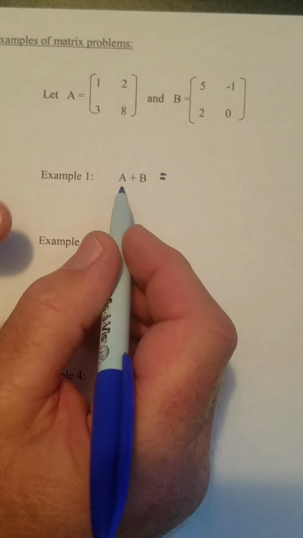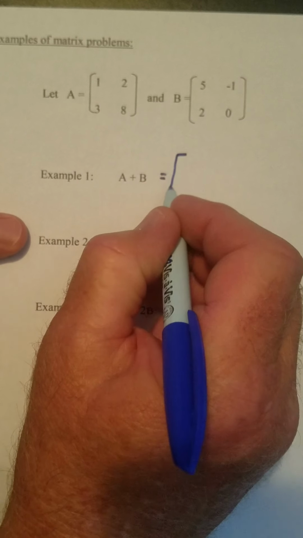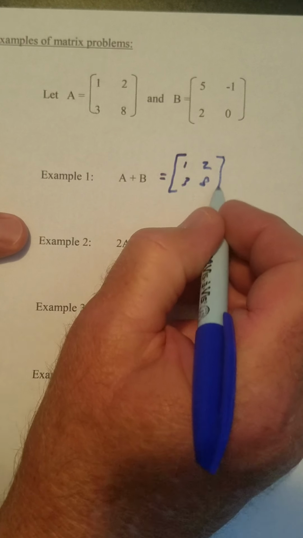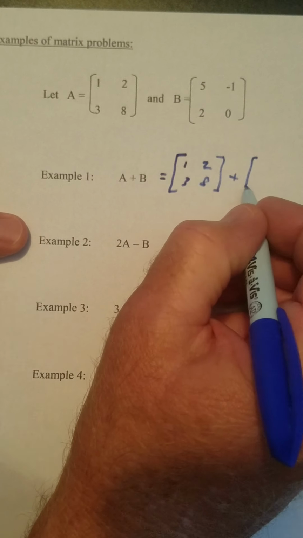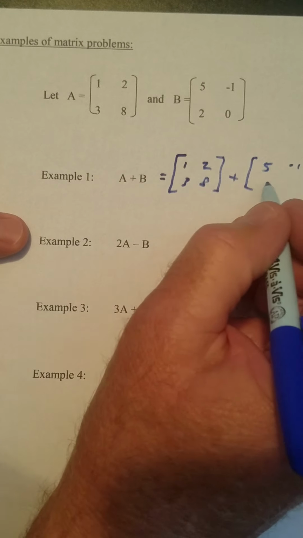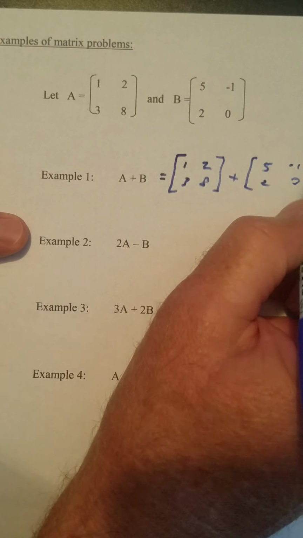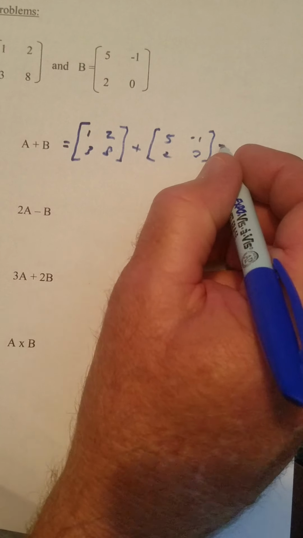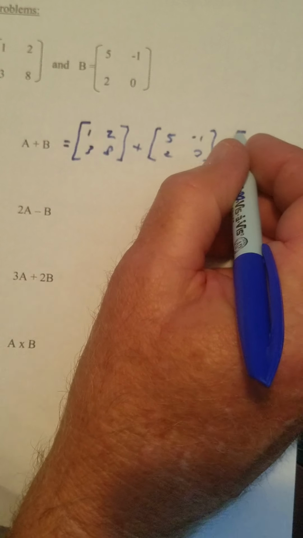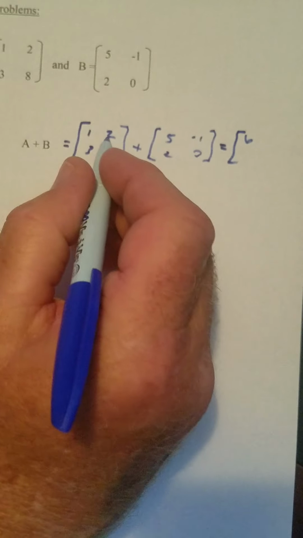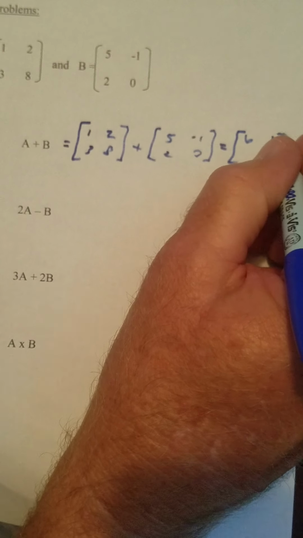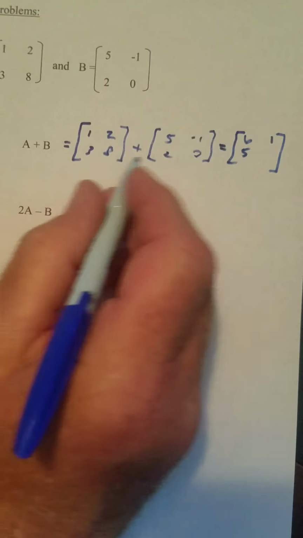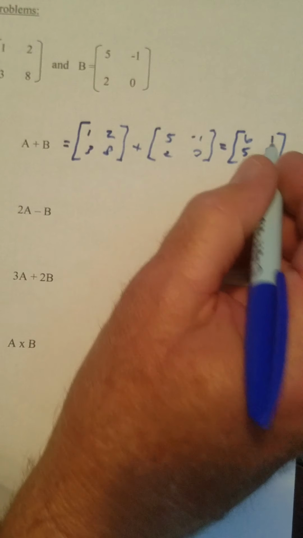So if I want to take A plus B, that's the same thing as doing this. 1, 2, 3, 8, plus 5, negative 1, 2, and 0. So the answer is going to be 1 plus 5 is 6. 2 plus negative 1 is 1. 3 plus 2 is 5. And 8 plus 0 is 8.